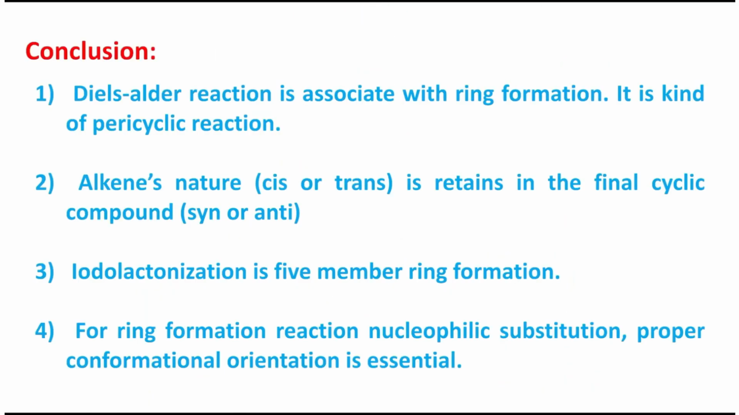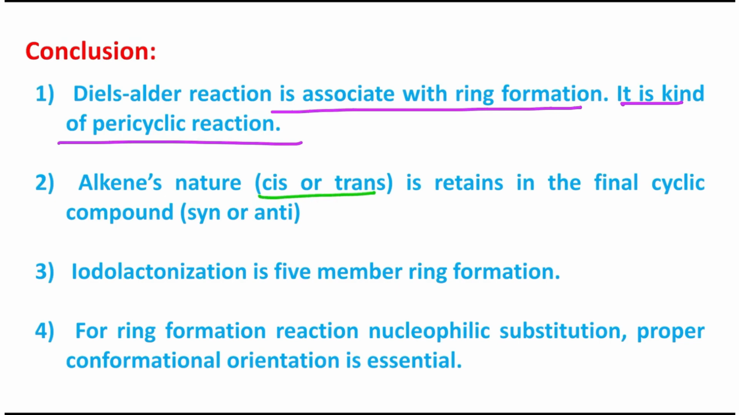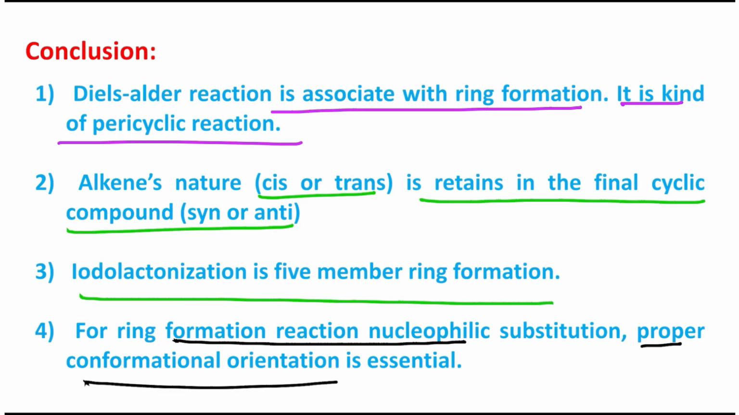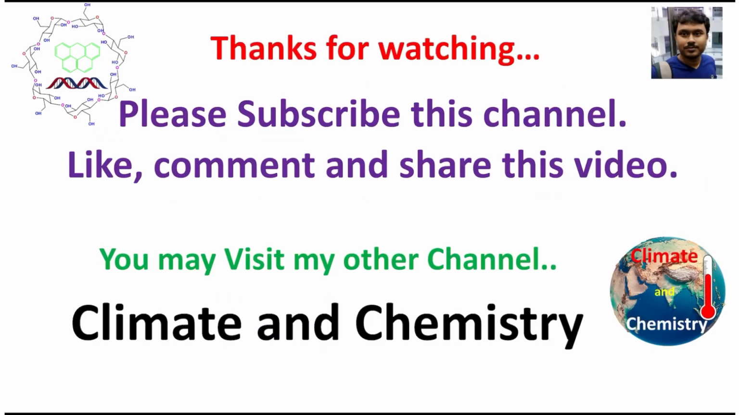Now in conclusion, what you have learned today: the Diels-Alder reaction is associated with ring formation, and it's a kind of pericyclic reaction, a 4+2 cycloaddition, and the alkene's or dienophile's nature, like cis or trans, is retained in the final cyclic compound, resulting in syn or anti. And iodolactonization is a five-membered ring formation through an intramolecular SN2-type reaction. For ring formation by nucleophilic substitution, proper conformational orientation is essential. Okay, so this is the end of this discussion.